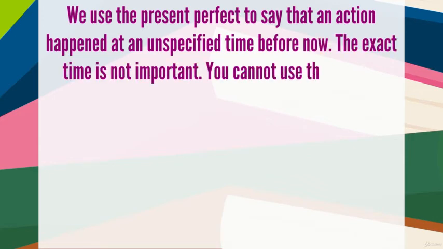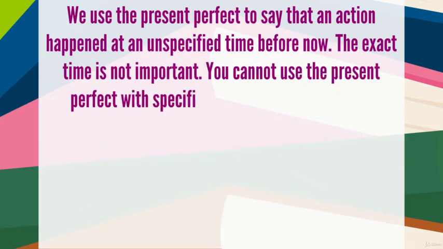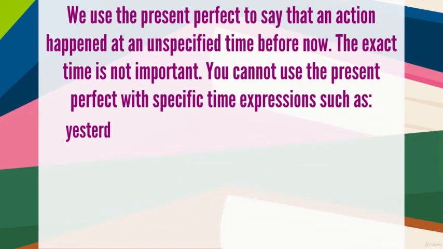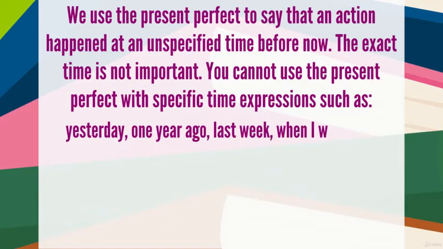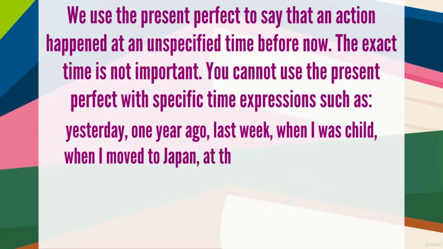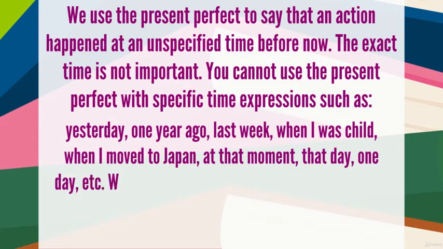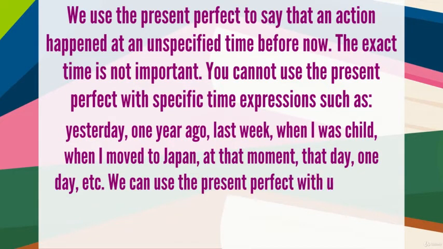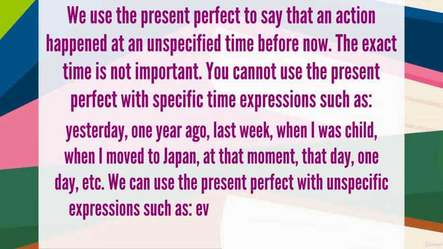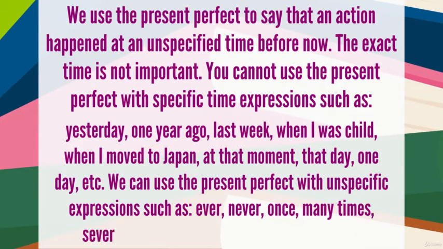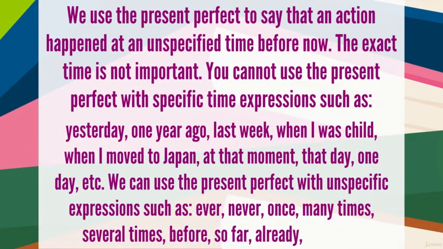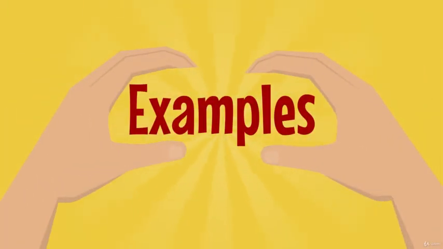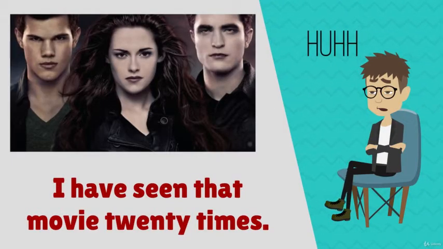You cannot use the present perfect with specific time expressions such as yesterday, one year ago, last week, when I was a child, when I moved to Japan, at that moment, that day, one day, etc. We can use the present perfect with unspecific expressions such as ever, never, once, many times, several times, before, so far, already, yet, etc. Examples: I have seen that movie 20 times.